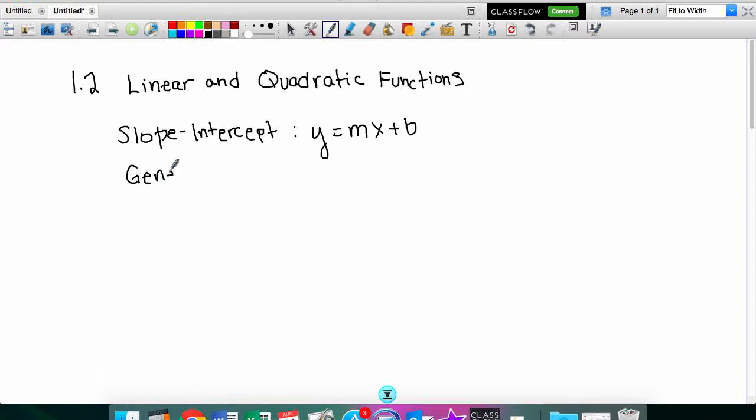Another form for your linear equations would be your general form. This isn't the most useful form. I find it the most useful if I plan to solve a system using elimination. Or it can also be useful if you want to find your x and y intercepts, but it's not as useful. This is when your x and y are on the same side of the equation and your constants are on the opposite side. Last but not least, we have our point-slope form.